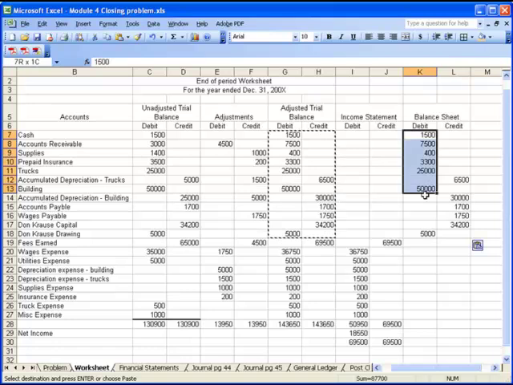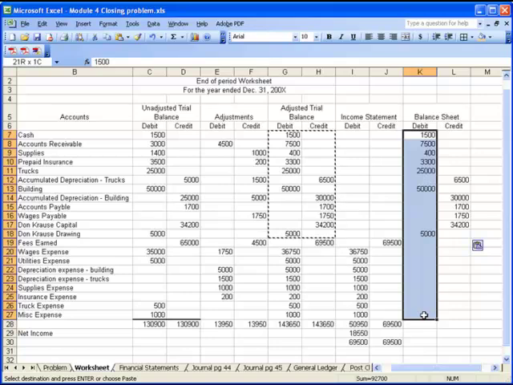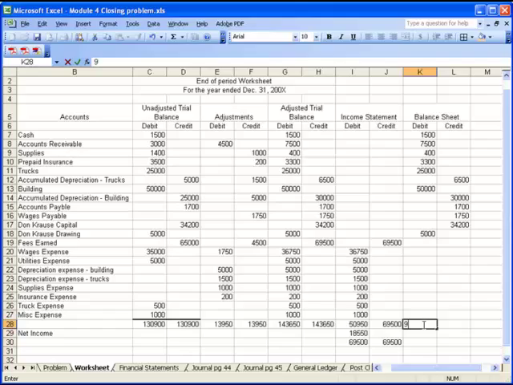Now, if we total up our debit column there, we get $92,700. And if we total up our credit column, we get $74,150. Whoops. We see here that our debits, again, do not equal our credits, and the reason for that is we've not included our net income in our balance sheet.